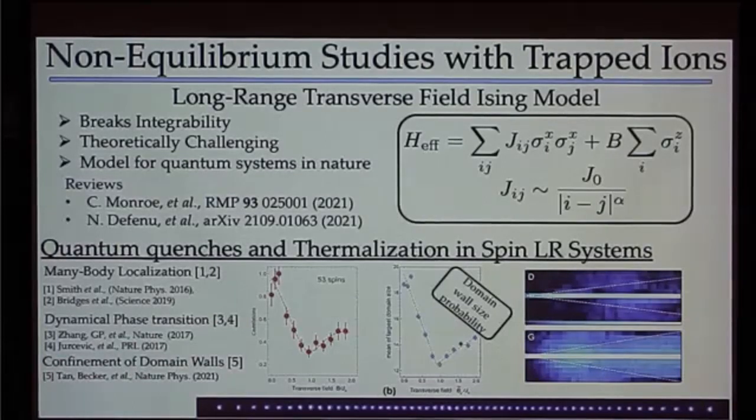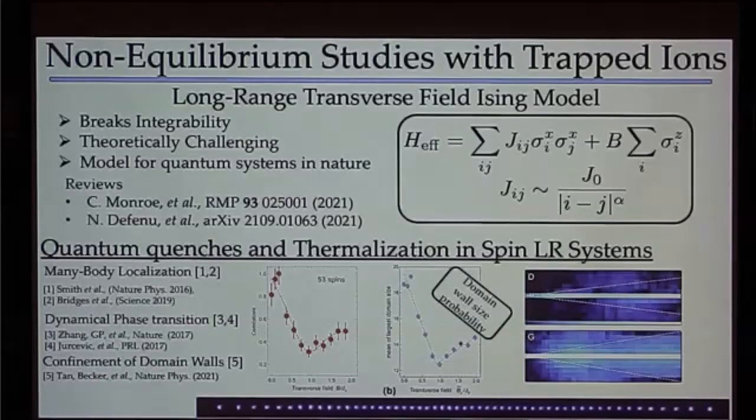What I want to point out is that these systems are really on the brink of what you can do with numerics, with exact diagonalization. So that's why it's a very interesting place to be from the fundamental physics point of view. We can actually answer questions like, is there domain wall confinement, or how does the domain wall size probability behave after a quantum quench in this dynamical phase transition experiment.